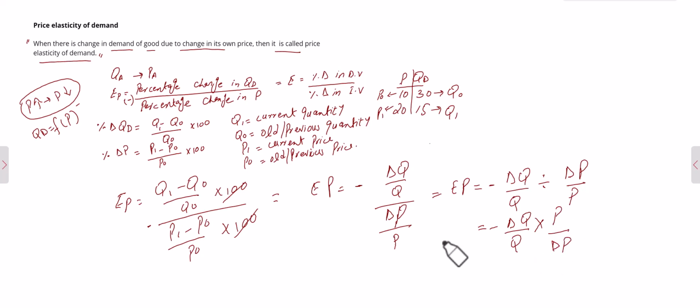So this will give us the final formula for elasticity of price, and at the end we can simply write this formula, if we rearrange them, as change in Q upon change in P into P upon Q. So this is the final formula for the elasticity of price.